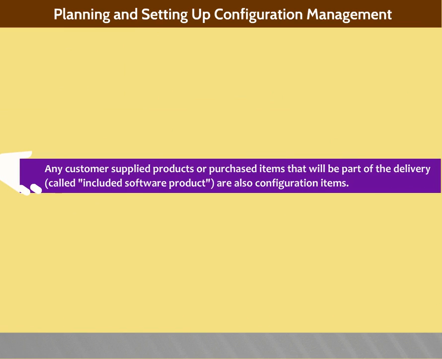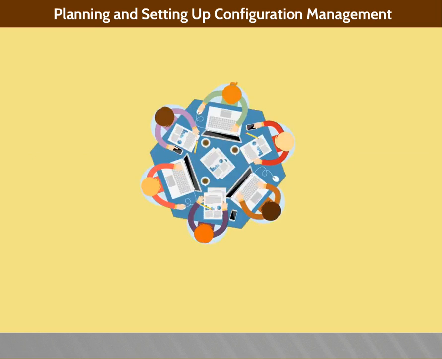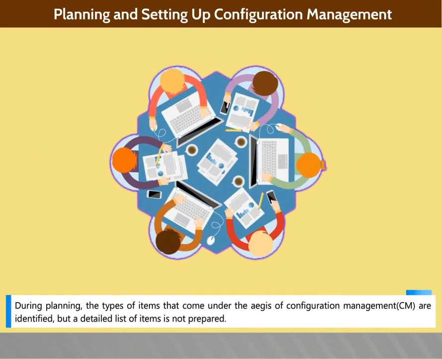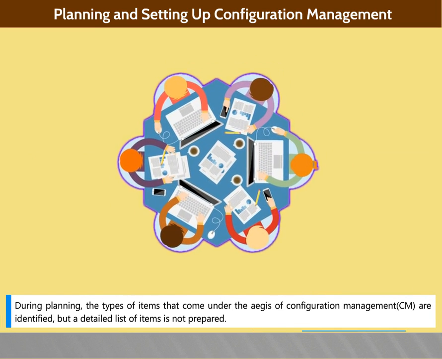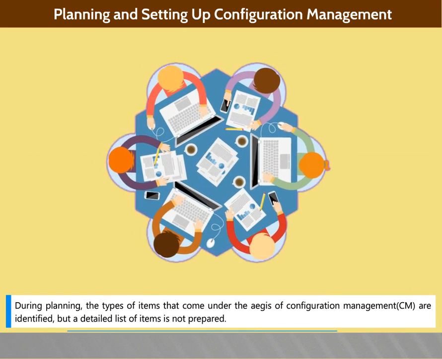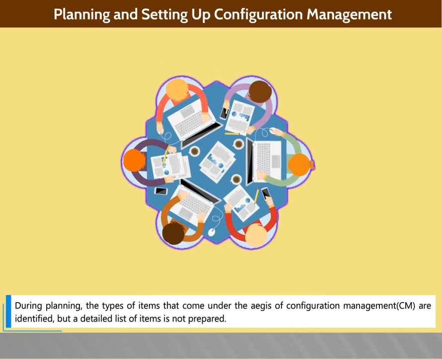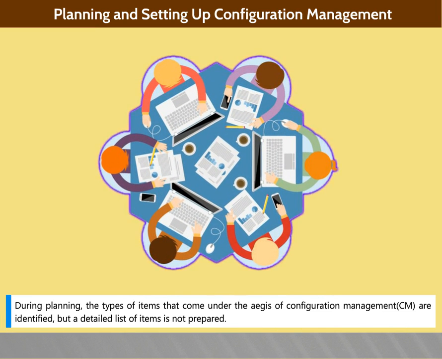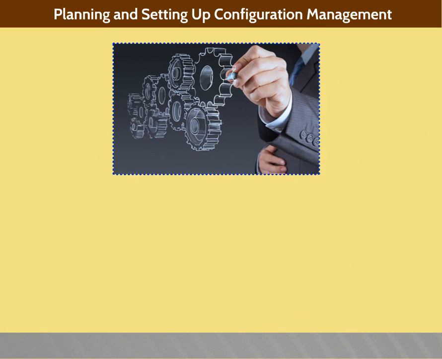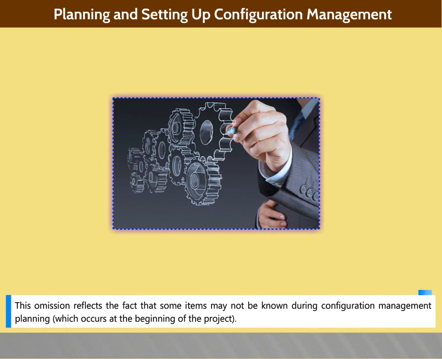Any customer supplied products or purchased items that will be a part of the delivery, called included software product, are also configuration items. During planning, the types of items that come under the aegis of CM are identified, but a detailed list of items is not prepared. This omission reflects the fact that some items may not be known during CM planning, which occurs at the beginning of the project.